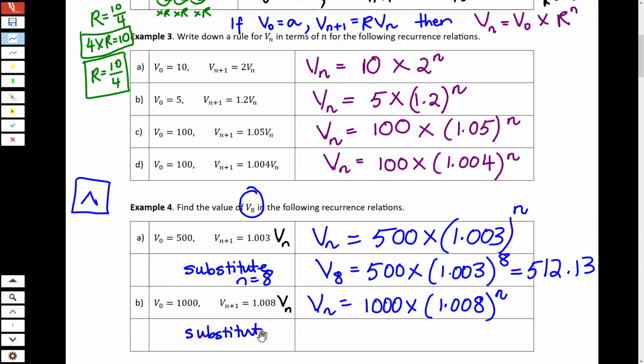Okay. So we're substituting 8 again. V8 equals 1,000 times 1.008 to the power of 8. Power of 8 because I want V8. If I want to say V20, then I would use n equals 20. Right, were we able to get that as the answer? Yeah. Okay, good.